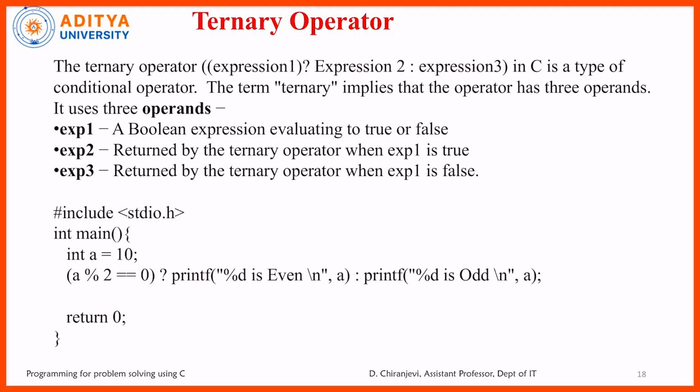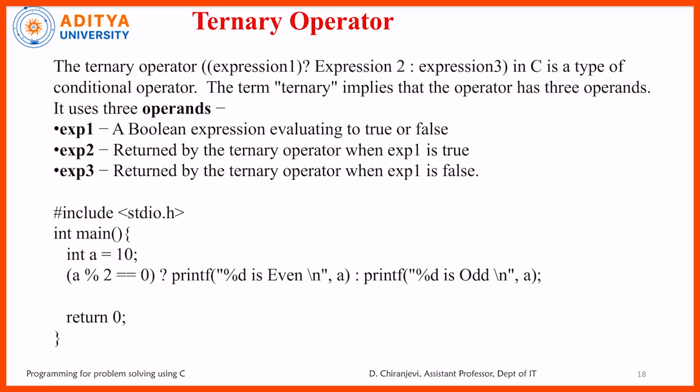Then the ternary operator. This ternary operator is also known as the conditional operator. In this we will have 3 expressions. The first expression is a condition. If that condition is true, control will go to expression 2. If the condition is false, control will go to expression 3. Now with this example you can understand.